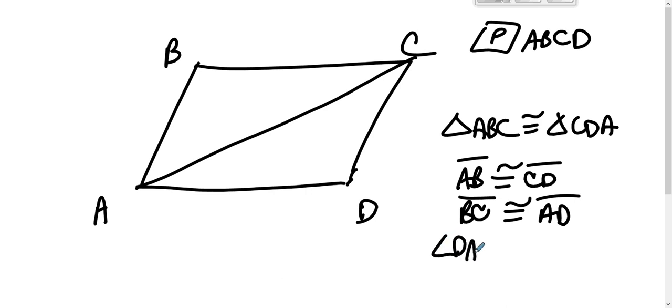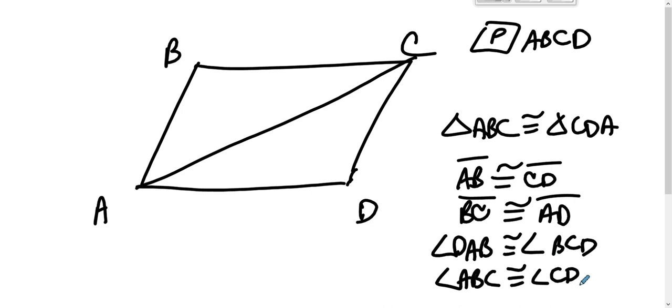The fact that opposite angles are congruent: angle ABC is congruent to angle CDA. The opposite angles are congruent. That's a strictly Euclidean result. By the way, all of these fall from that.